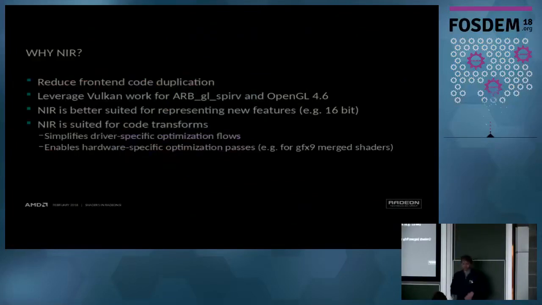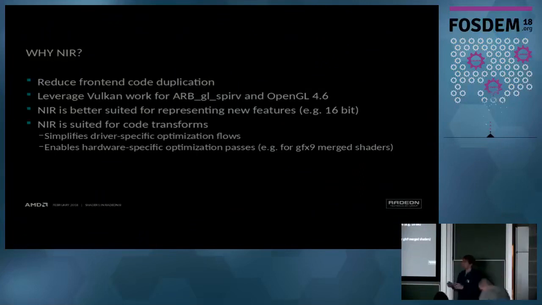So why do we do this? One is to reduce the code duplication. Another big reason, which you heard about in Alejandro's talk this morning, is to support the SPIR-V features in OpenGL as well. It's just the path of least resistance to do that. Also, some future features that we want to implement, it's a bit more convenient to represent them in NIR than to add them to the TGSI path, like half floats and 16-bit integers, stuff like that.